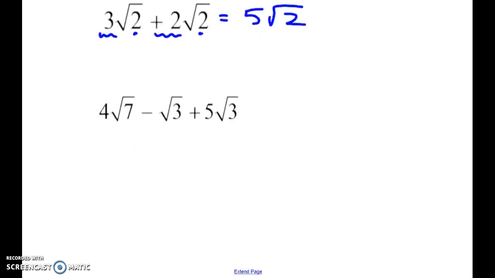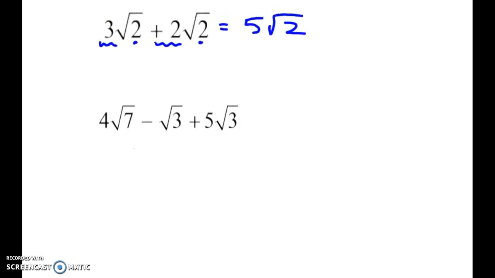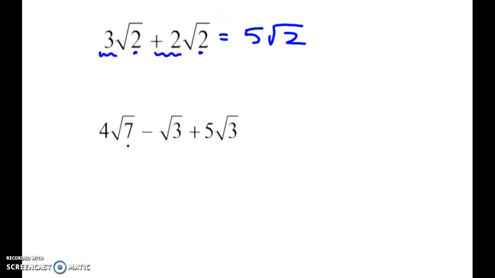If I look at the next example, we have 4 square roots of 7 and a square root of 3 and another square root of 3. The only two that you can combine are the square roots of 3 because they are like terms. So this 4 square roots of 7 just stays as is, and then I will go ahead and take negative 1 square root of 3 plus 5 square root of 3, giving me a positive 4 square root of 3. And that problem's done.